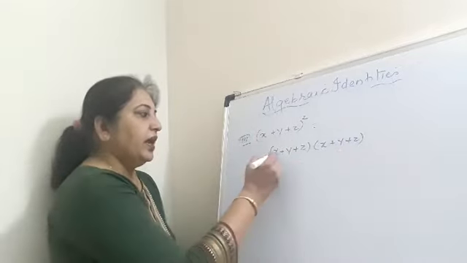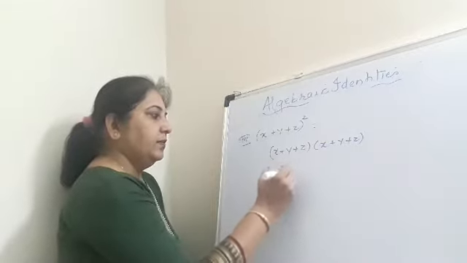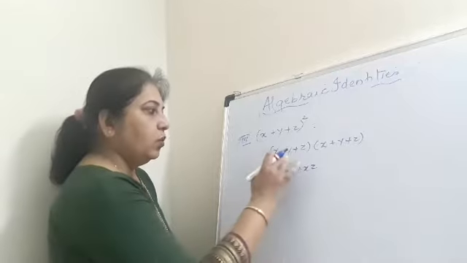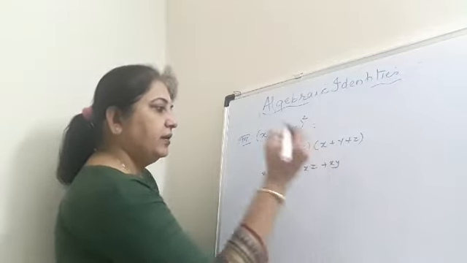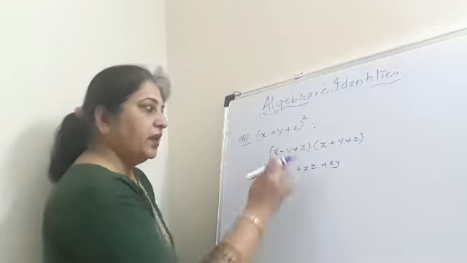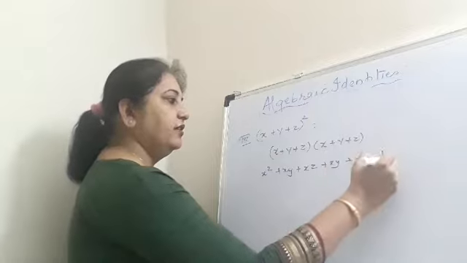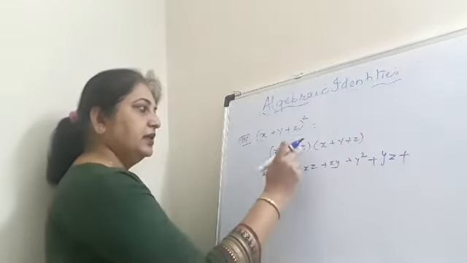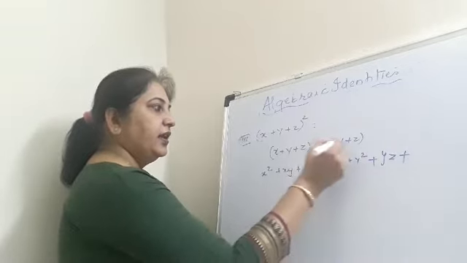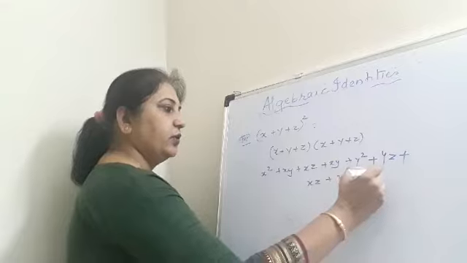So therefore x into x, x square, x into y, xy, x into z, xz. Okay, again y into x, xy. I will not write yx because yx and xy are the same. y into y, y square, plus y into z, yz, plus z into x, xz, z into y, yz and z into z, z square.